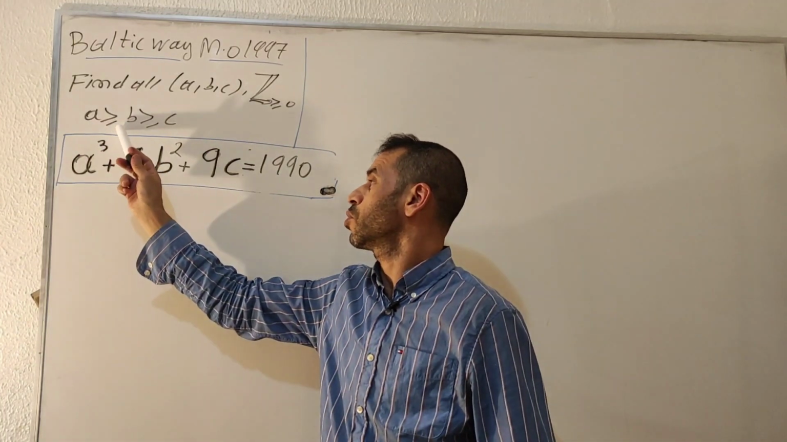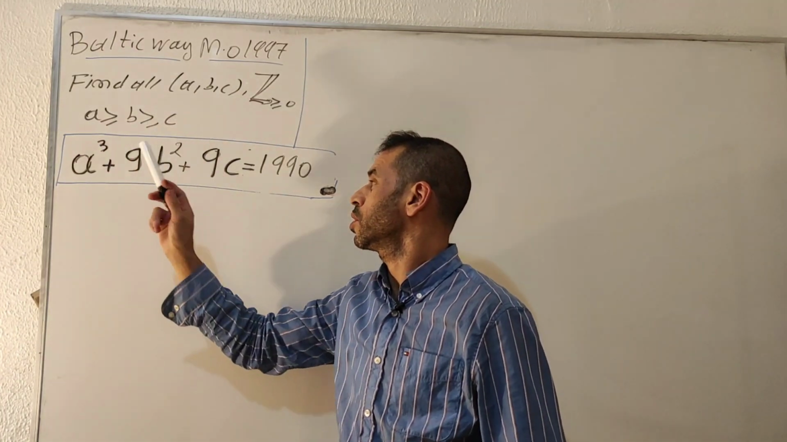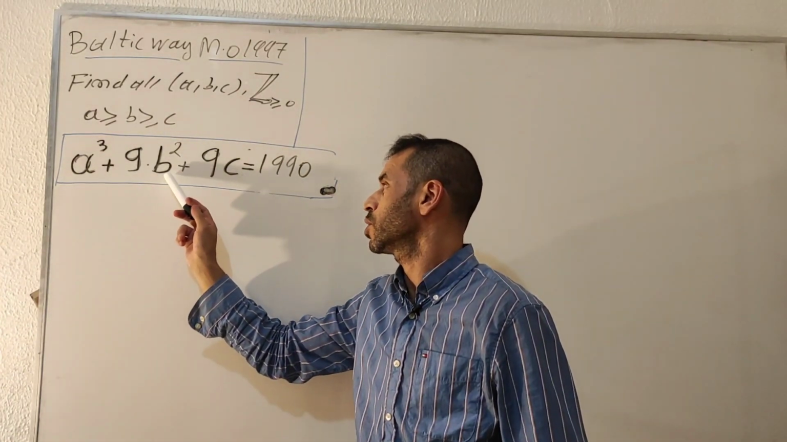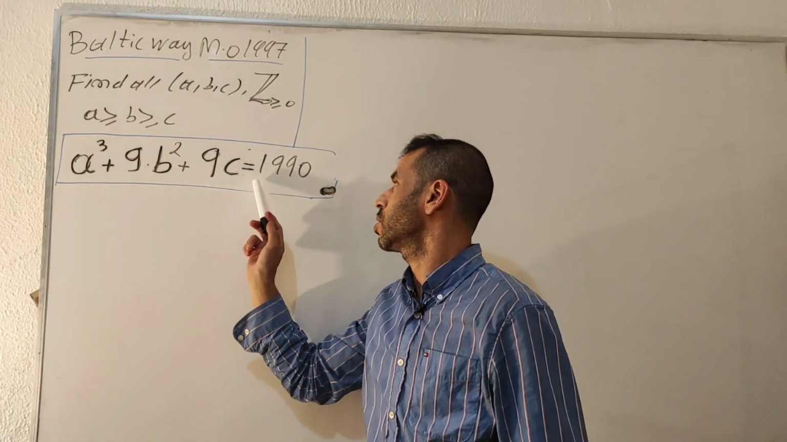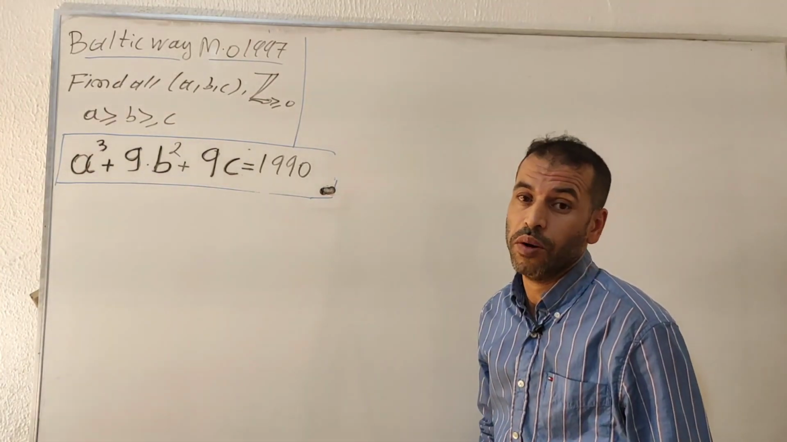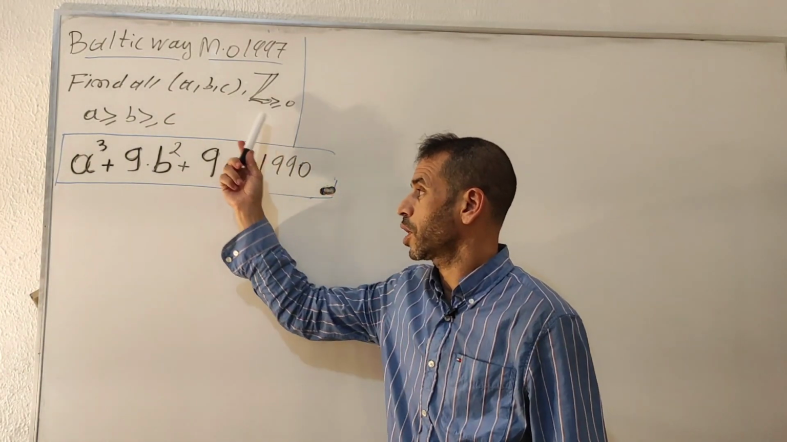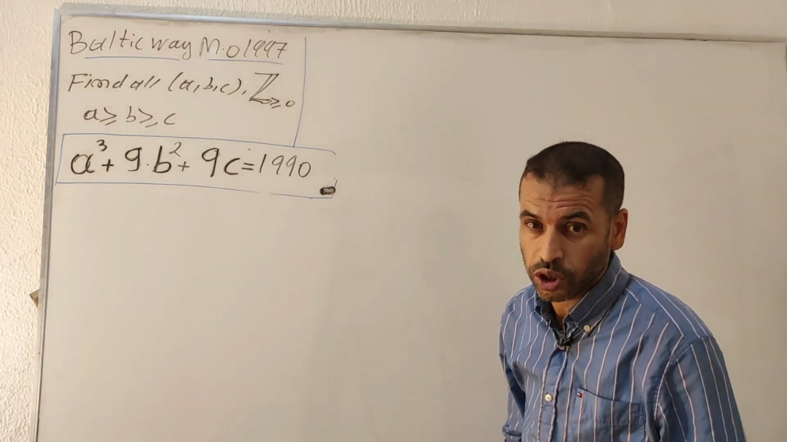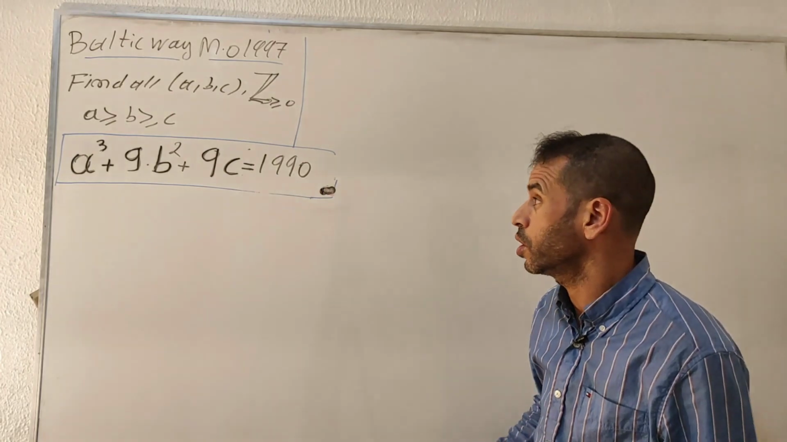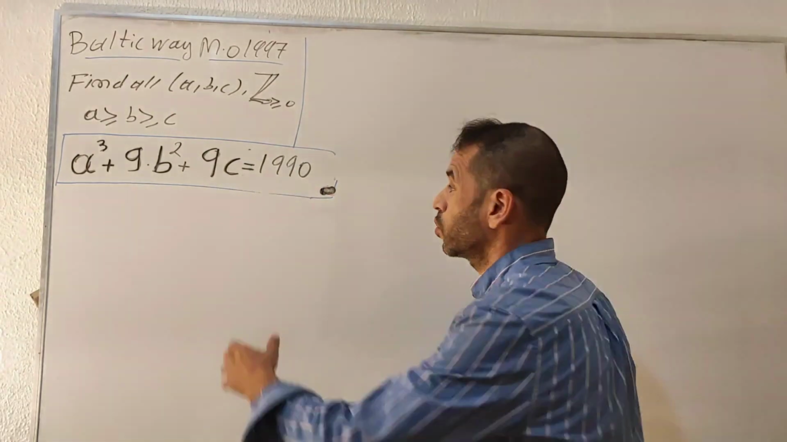We have a is less than or equal to b, b is less than or equal to c. So the second equation, we have a cubed plus 9 multiplied by b squared plus 9c equals 1990. Okay? In fact, this is a very nice and interesting problem to work on. So if you would like to give it a try, go ahead and pause this video, then come back to see the full solution. Okay, now let's go ahead and get started with this one.